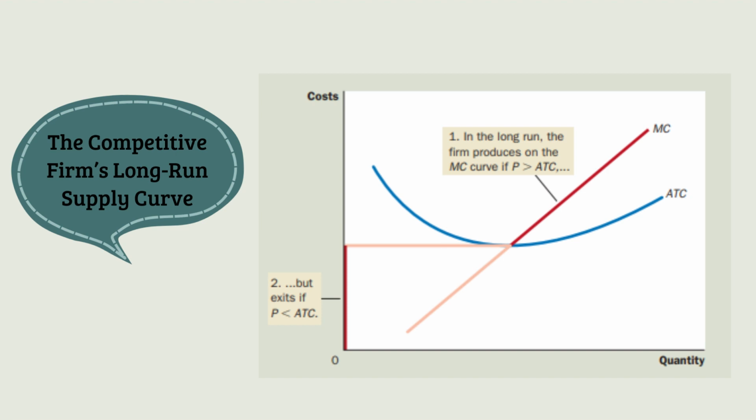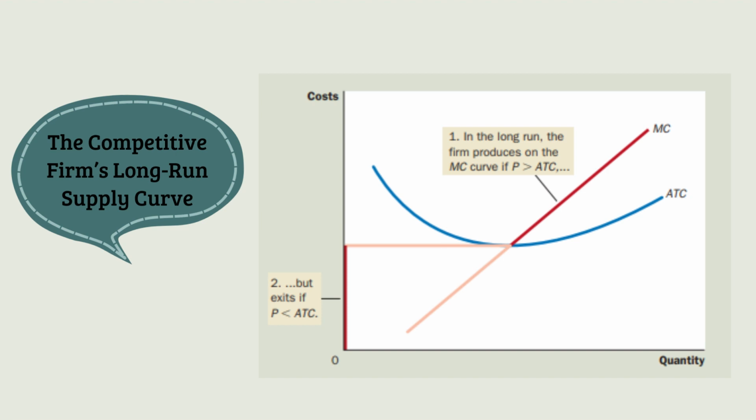A parallel analysis applies to an entrepreneur who is considering starting a firm. The firm will enter the market if such an action would be profitable, which occurs if the price of the good exceeds the average total cost of production. The entry criterion is enter if P > ATC. The criterion for entry is exactly the opposite of the criterion for exit.